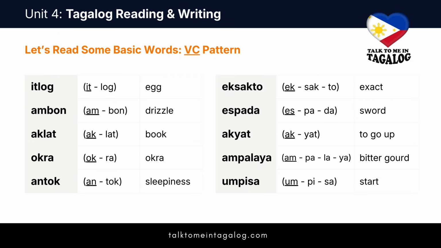Now that you understand the VC or vowel-consonant pattern, let's practice another set of Filipino words. This is where you can apply the tip we just learned about splitting consonants. Listen carefully, notice the vowel-consonant combinations, and repeat after me. Itlog, itlog, meaning egg.